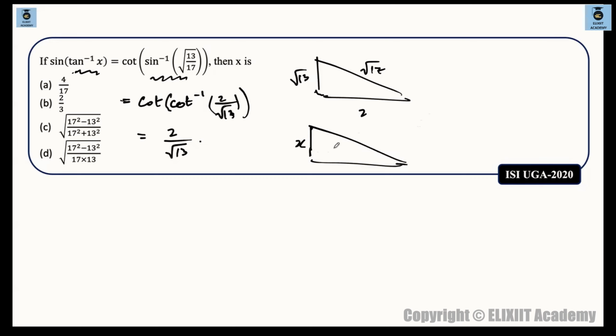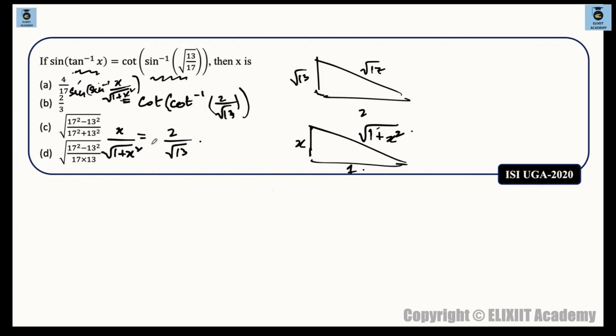Perpendicular by base is given x by 1. Tan inverse of x means perpendicular by base is given माने x by 1. So this part is what? 1 plus x square. ठीक है. तो sin inverse क्या होगा? x upon √1 plus x square. So the left hand side is basically sin of sin inverse x upon √1 plus x square. और फिर बस हो गया. So left hand side will become x upon √1 plus x square.